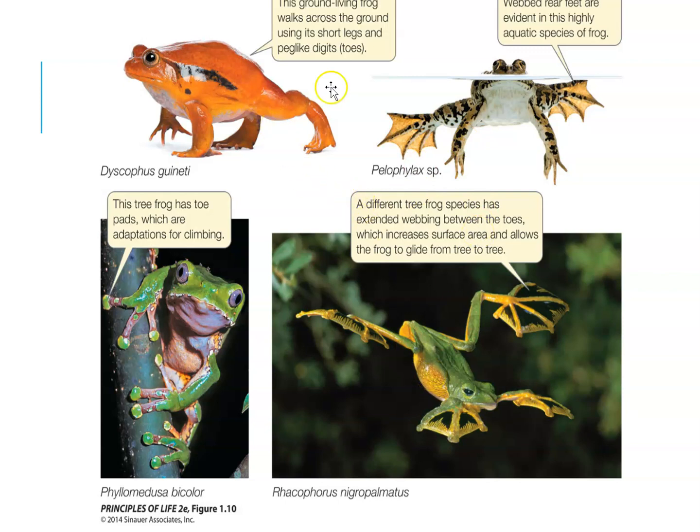But yeah, all of these organisms are specifically adapted to their environments. This tree frog has toe pads, an adaptation for climbing. A different frog species has extended webbing, which allows it to glide from tree to tree. Literally, this frog glides from tree to tree, which is insane to think about. This frog is better at swimming. This frog has strong, short legs and walks along the ground, so it's meant to walk. These are specifically adapted to their environments.